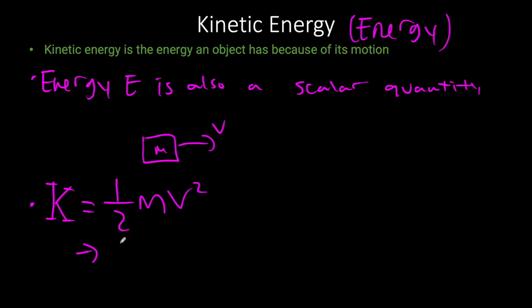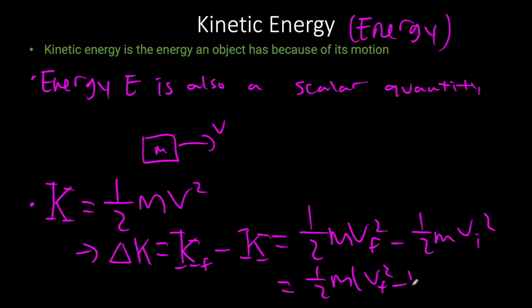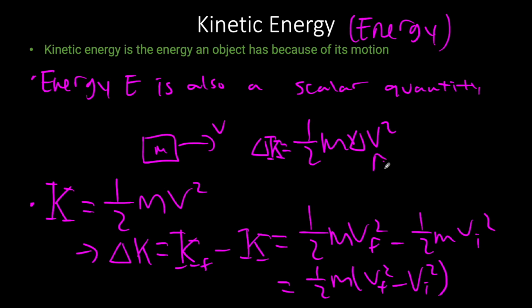So if you want to calculate the change in kinetic energy, it will be equal to Kf minus Ki, which is equal to a half m vf squared minus a half m vi squared, so equal to a half m times (vf squared minus vi squared). Some people might write it this way: change in kinetic energy is equal to a half m times delta v squared. Just be aware that delta v squared is equal to vf squared minus vi squared, where vf is final velocity and vi is initial velocity.